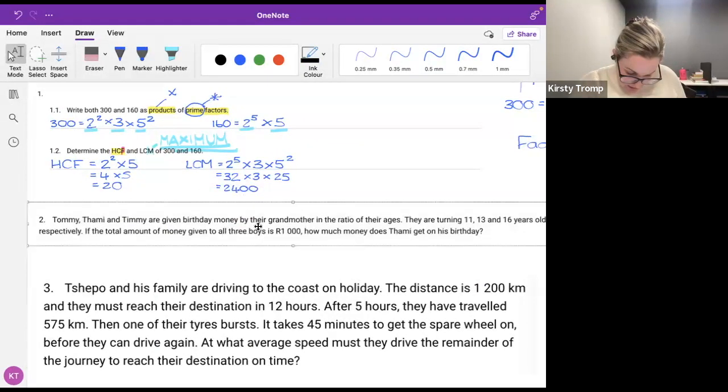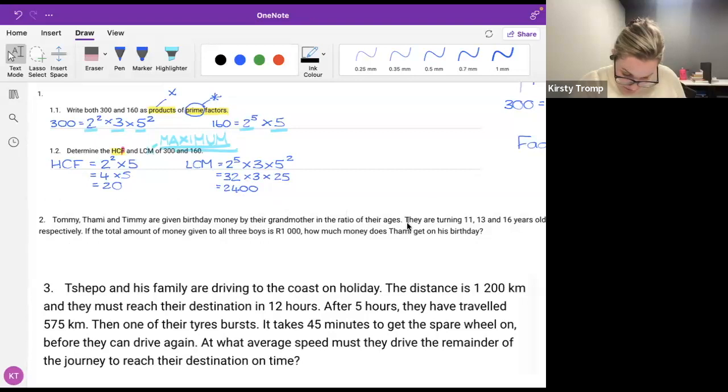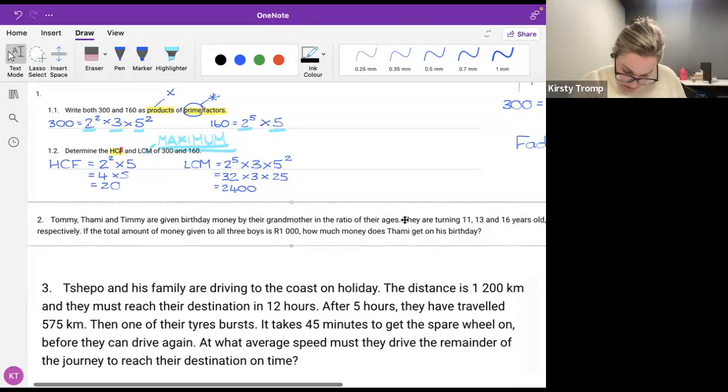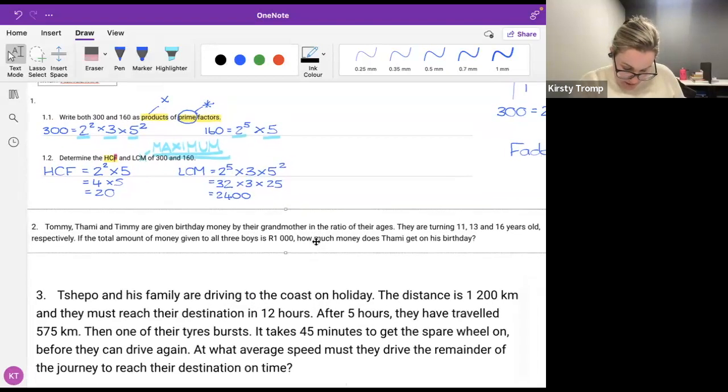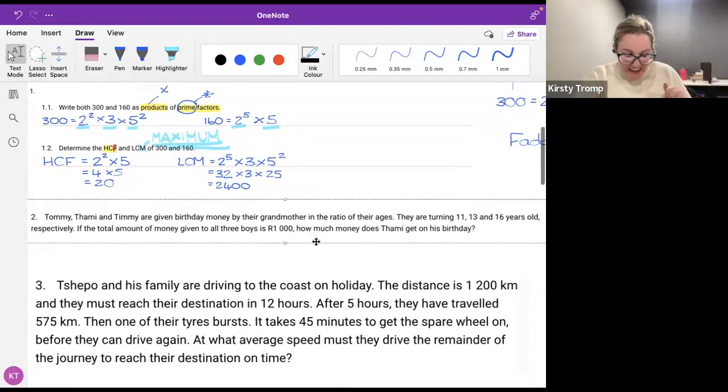Let's see if I can make it a little bit bigger for you guys. Unfortunately not. But I think we can read the whole sentence. Can you now read that? Yeah, that's okay. Tommy and Timmy, what names? Thank you.